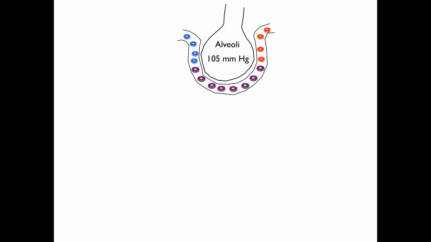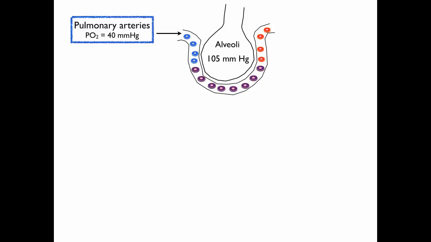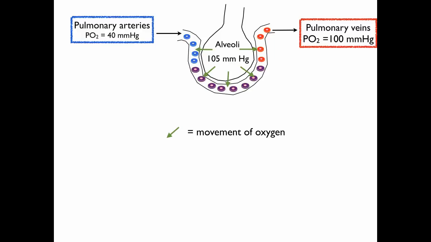As a quick recap, the pulmonary arteries delivering blood to the lungs have a PO2 of 40 at rest at sea level, and as the red blood cells transit through the alveoli, there's a movement of oxygen from areas of high pressure to areas of lower pressure until equilibrium is almost met, so that the blood within the pulmonary veins, the blood leaving the lungs, has a PO2 of about 100 millimeters of mercury. This is obviously going to change if we go to high altitude, which I will do another video on.